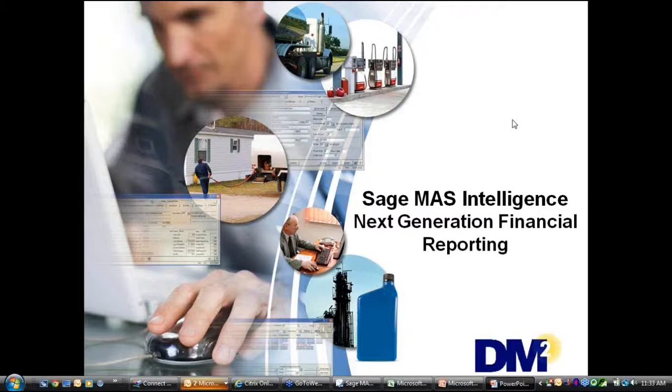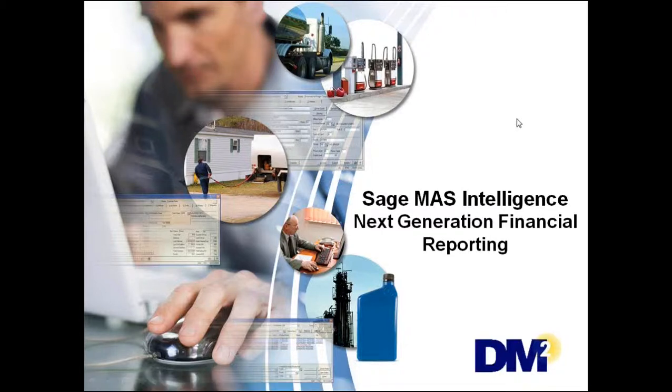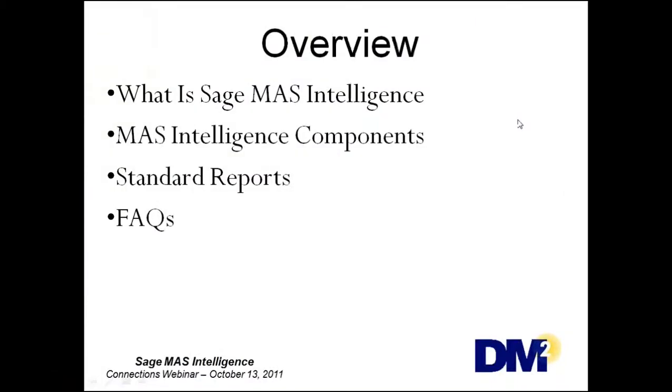So what we're going to do is just take a little trip through what this tool has to offer. We are going to talk about what is Sage Mass Intelligence. We're going to look at the Mass Intelligence components, take a look at some of the standard reports, and then talk about some FAQs, and finally at the end answer any questions that you might have. As Rob has stated, it'll make it easier if you have questions, you can either write them in the chat and Billy will keep track of those questions, or you can write them down and save them to the end.